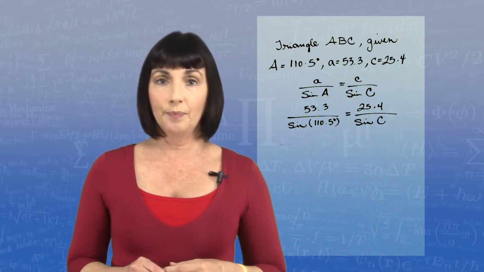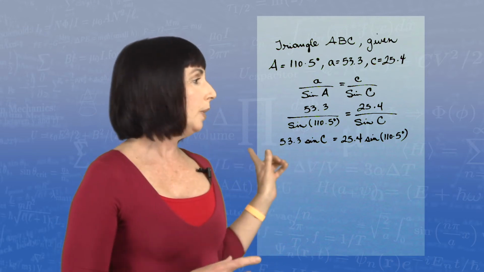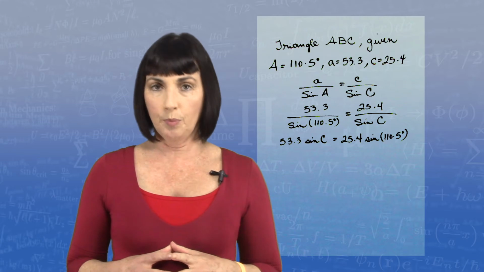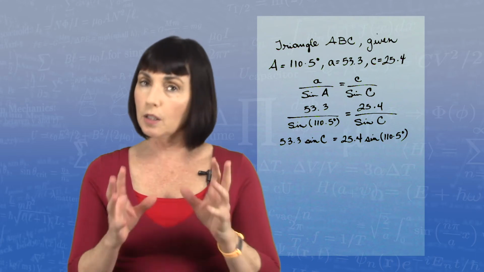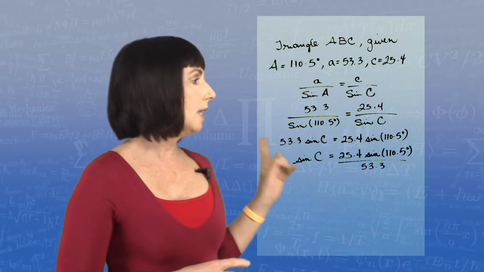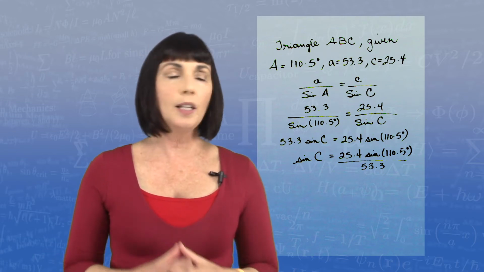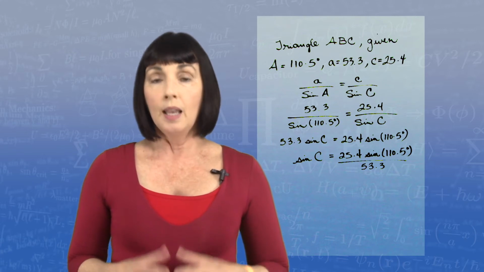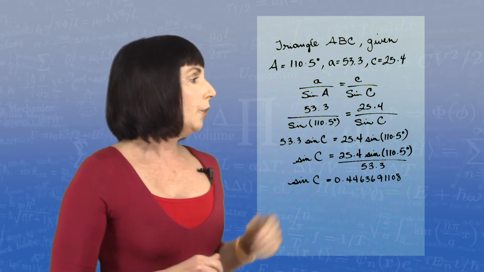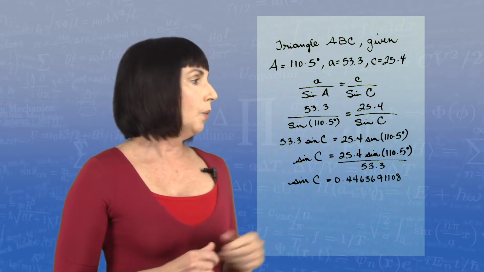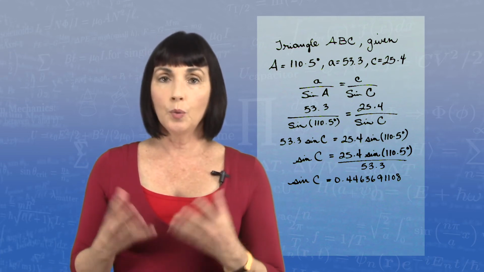Now we can cross multiply, and we get 53.3 times the sine of angle C is equal to 25.4 times the sine of 110.5 degrees. Now let's divide both sides by 53.3 so we can solve for the sine of C. So we get that sine C is equal to 25.4 times the sine of 110.5 degrees divided by 53.3. Now, when we do that calculation, we find that the sine of C is equal to 0.44636911. Now we're going to use our inverse sine function to find out what C is.